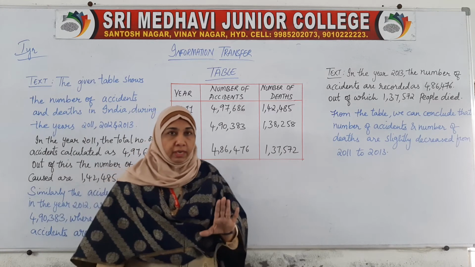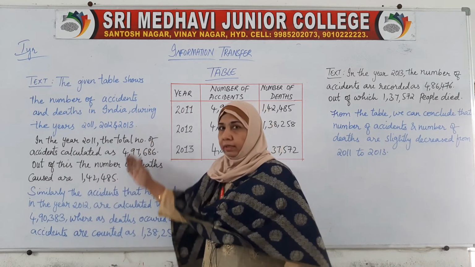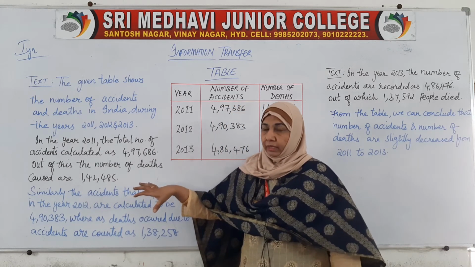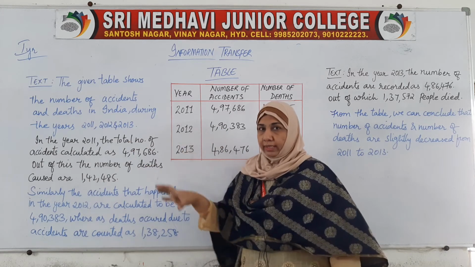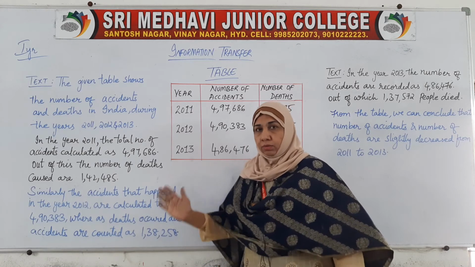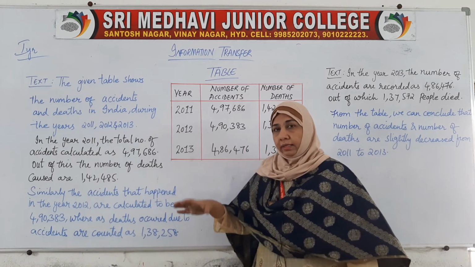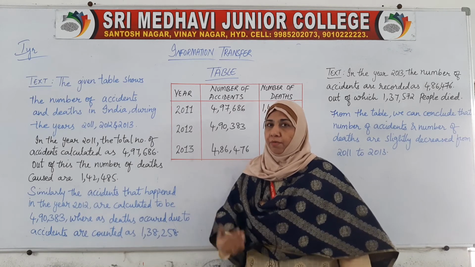Now, if they give the table, you have to write down the paragraph in this way. If they give a paragraph saying that in the year 2011 so and so deaths occurred, so and so accidents occurred, and in 2012 and 2013 with particular data, they may ask you to convert this paragraph into the form of a table.